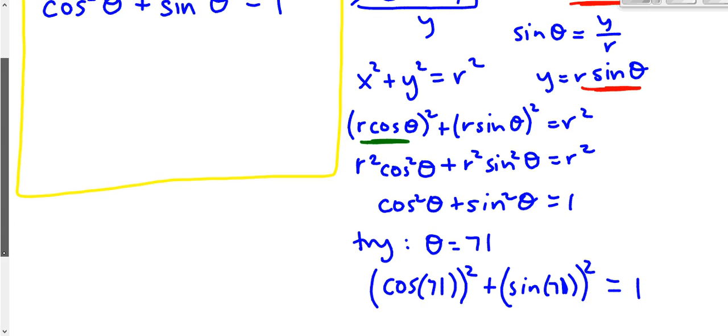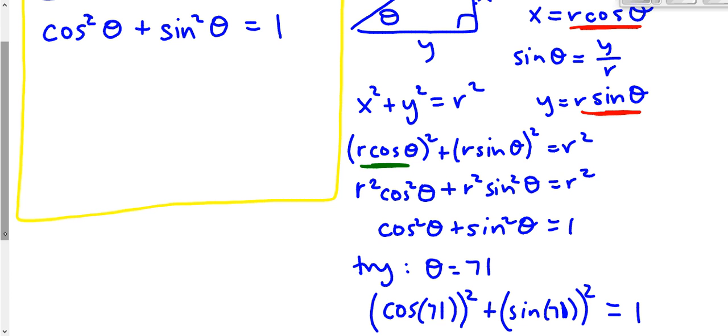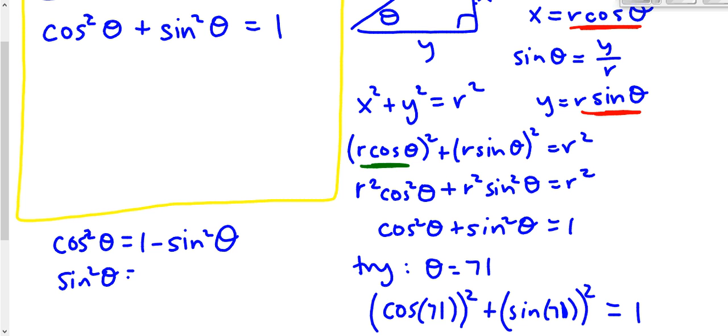You can rearrange it like cosine squared theta equals 1 minus sine squared theta. That kind of thing is done a lot. Sine squared theta equals 1 minus cosine squared theta. There's all kinds of ways it could be rearranged. Here's what you cannot do.